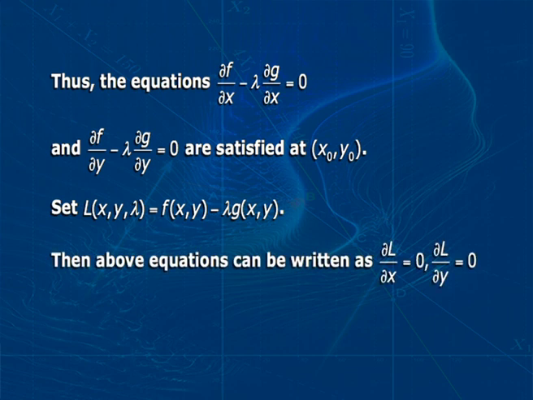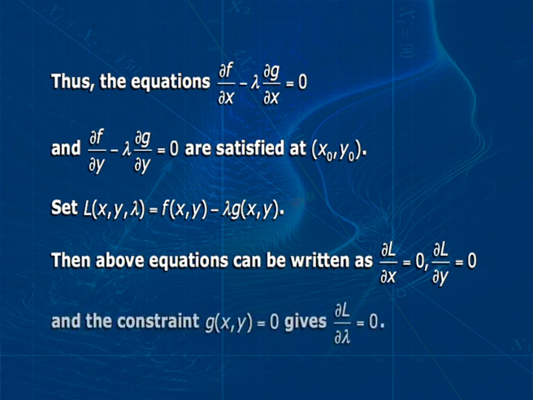Set L(x, y, lambda) equal to f(x,y) minus lambda g(x,y). Then the above equations can be written as del L over del x equal to 0 and del L over del y equal to 0, and the constraint g(x,y) equal to 0 gives del L over del lambda equal to 0.